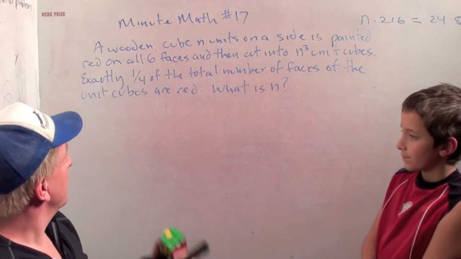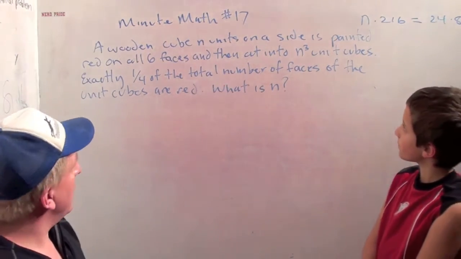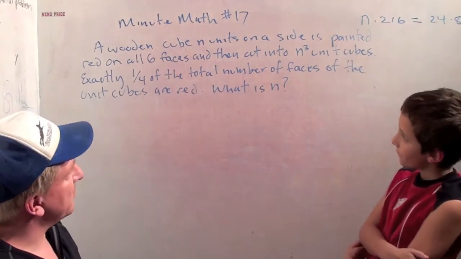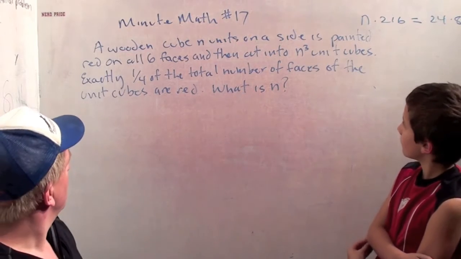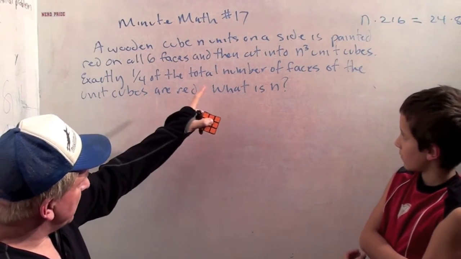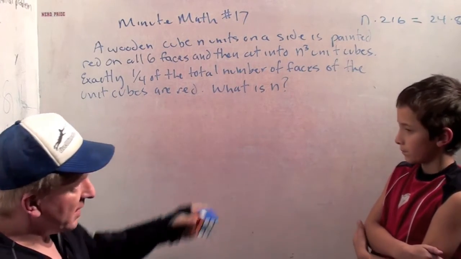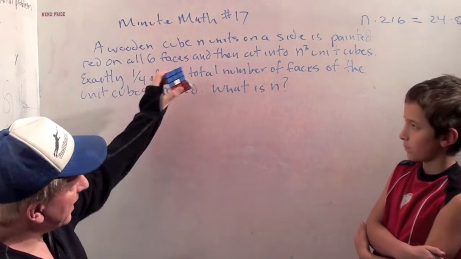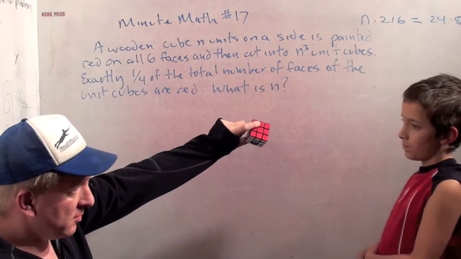This is a really neat problem from the Mathematical Association of America. A wooden cube, n units on a side, is painted red on all 6 faces and then cut into n cubed unit cubes. Exactly 1/4 of the total number of faces of the unit cubes are red. What is n? Before we dive in, let's talk about a 3x3 cube.